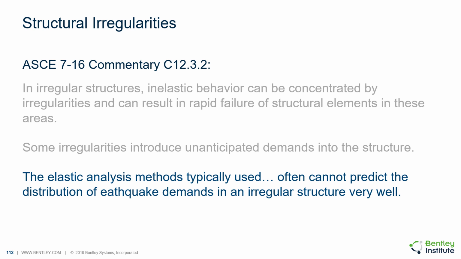The elastic analysis methods typically used often do not predict the distribution of earthquake demands in an irregular structure very well. The code generally allows for an elastic analysis, but seismic behavior is inelastic. So the analysis methods often don't identify areas in the structure that are vulnerable due to the irregularities. For these reasons, it's necessary to identify structural irregularities and to design for their impacts accordingly.